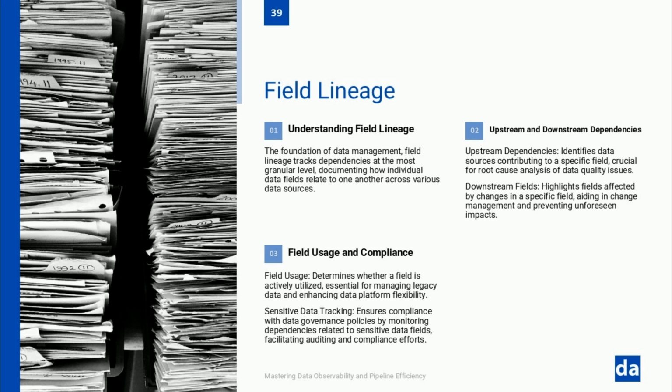2. Upstream and downstream dependencies. This is where field lineage shows its muscle. Upstream dependencies. Understand what fields contribute to your specific data points. This is key for root cause analysis. Downstream impacts. Know exactly which systems, reports, or dashboards will be affected when you tweak a single field. Managing dependencies avoids surprises during updates or migrations, because no one likes unintended disruptions.